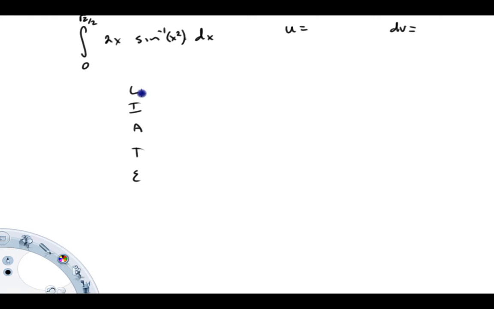All right, so I look through logarithmic. I look at my function. I don't see a logarithmic function. Next on the list, inverse trig. I look right there, there's an inverse trig function. So based on this, the u we're going to want to choose is inverse sine of x squared.